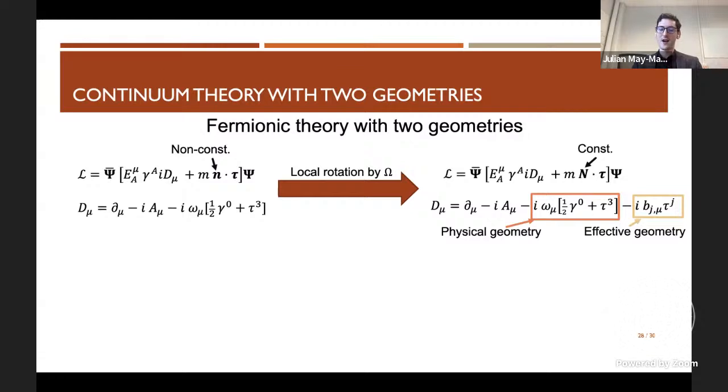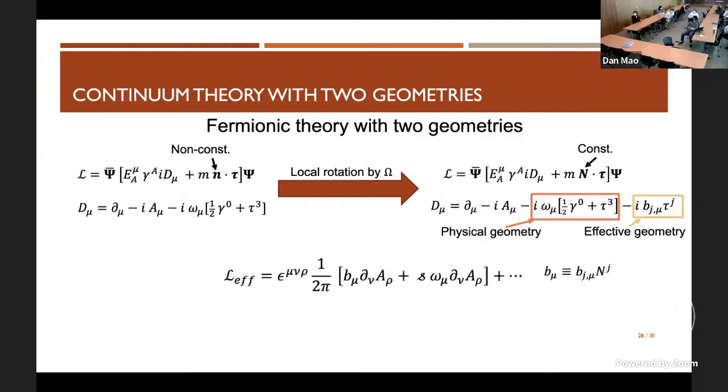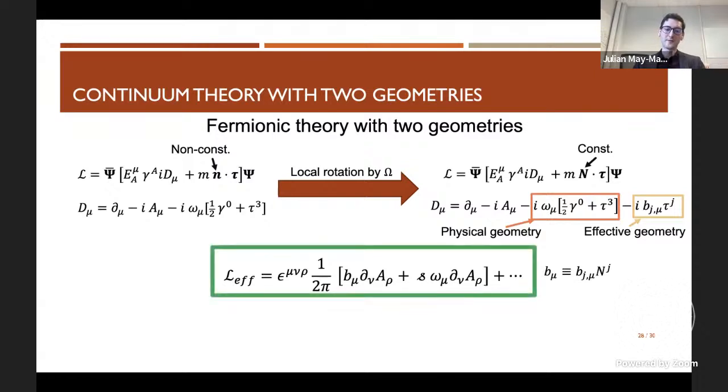So instead of having Dirac fermions coupled to some sort of non-constant vector n, we now find that we have traded in that theory for a new theory of fermions coupled to a constant vector, or some sort of constant mass term, but now have introduced a second source of geometry on top of our original geometry. We could then follow the step from before and integrate out our fermions to find our effective response theory. And we now arrive at the equation from before, which includes our mutual Chern-Simons term B, as well as our spin connection omega.